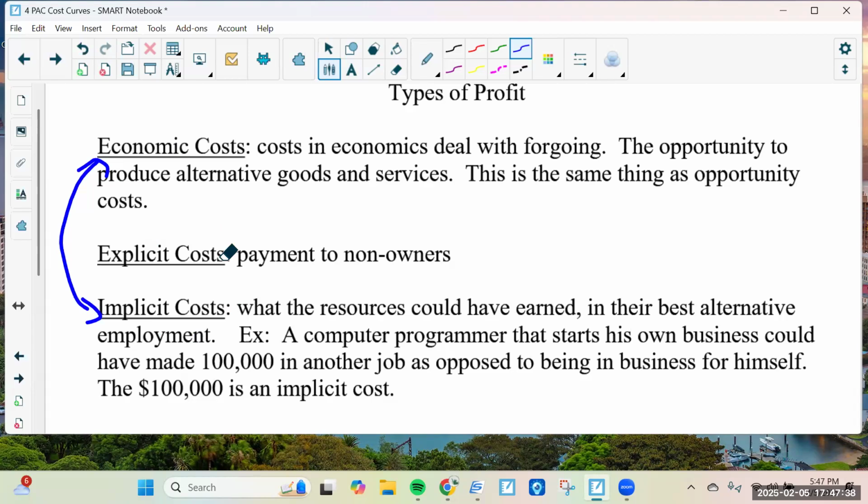An explicit cost is anything you pay others. So this would be like your rent or your wages. This is anything you're paying to others. This would be your input costs. So if I open up Pet Mickey's Pizza Palace, I have to buy flour, right? And that would be an input cost. So all those are paying to other people. It's not my opportunity cost.